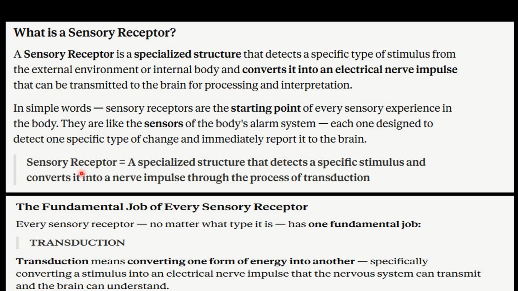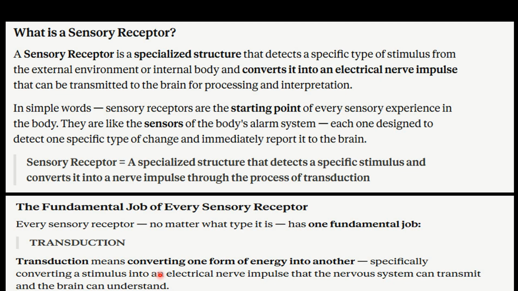So we can conclude: a sensory receptor is a specialized structure that detects a specific stimulus and converts it into a nerve impulse through the process of transduction. This is a very important term from an interview perspective. They might ask you what transduction is. It is the primary and fundamental job of every sensory receptor. Doesn't matter which type we are talking about, every receptor has to do this one fundamental job, that is transduction. Now let's understand what transduction is.